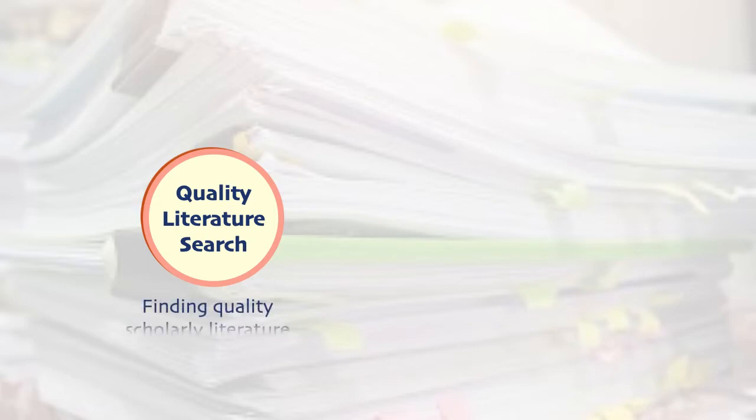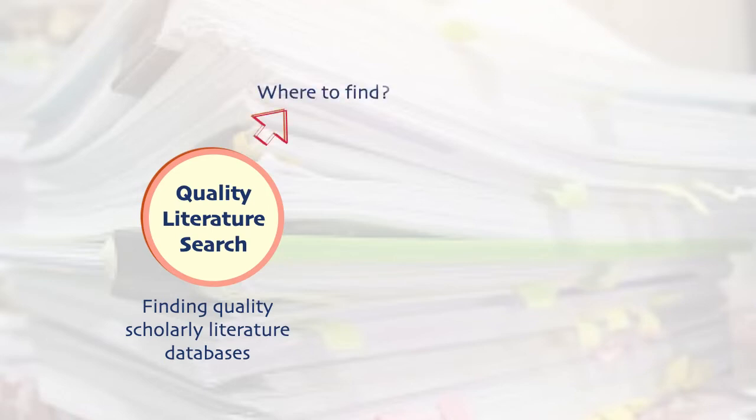A quality literature search is the process of finding quality scholarly literature databases. The purpose is to gather applicable research articles related to the phenomenon under investigation. At this stage, many novice researchers might find it challenging to locate appropriate quality sources to review.